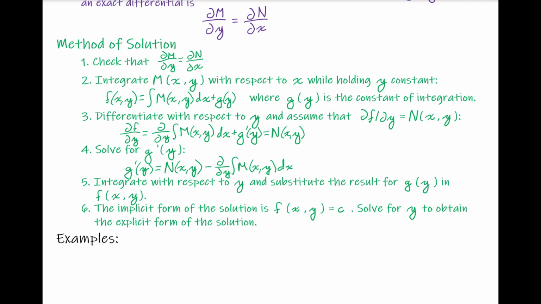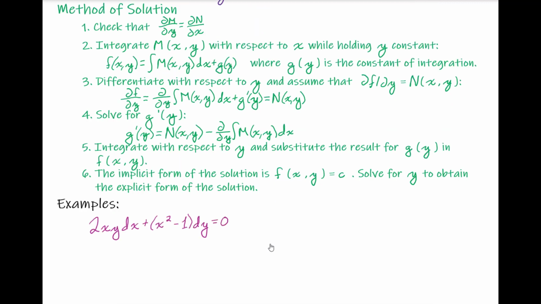The implicit form of the solution is found by setting whatever we get for f of x, y after we've substituted in for g of y equal to c. And to obtain the explicit form of the solution, we need to solve for y. So now let's take a look at some examples. Let's first consider the differential equation 2xy dx plus the quantity x squared minus 1 dy equals 0.